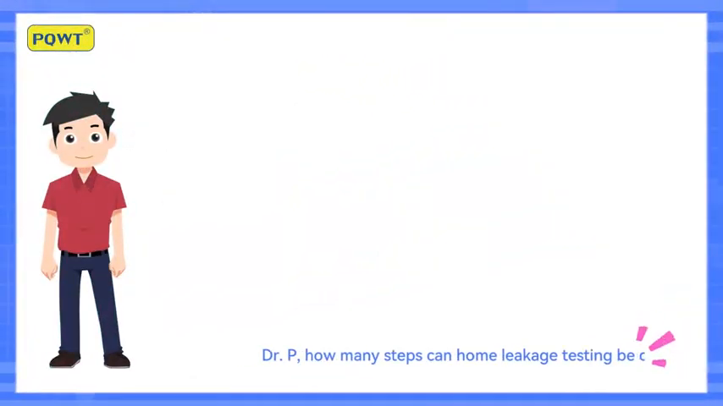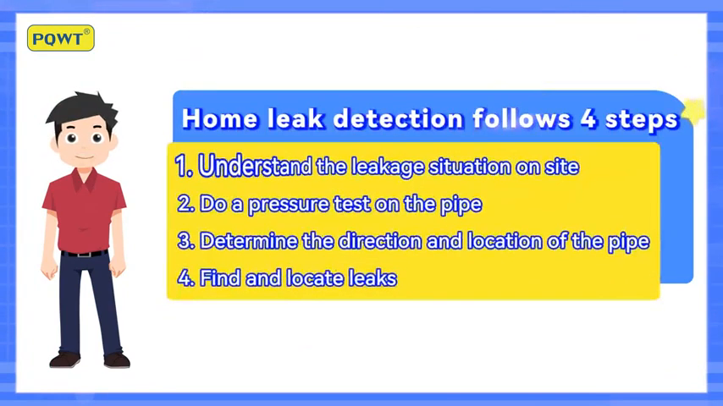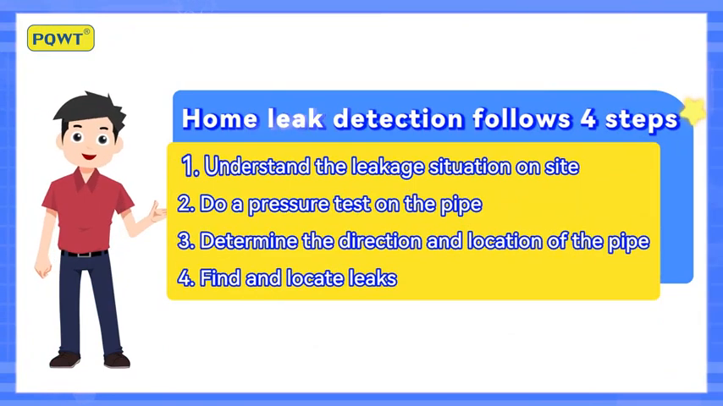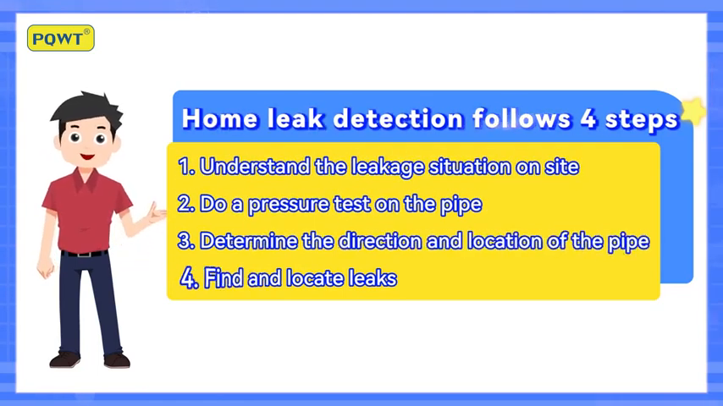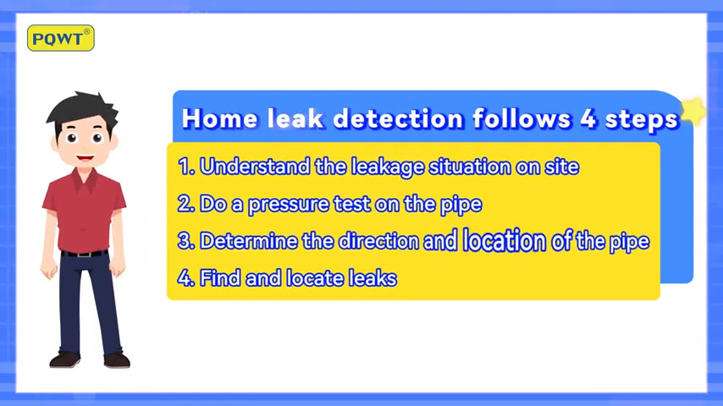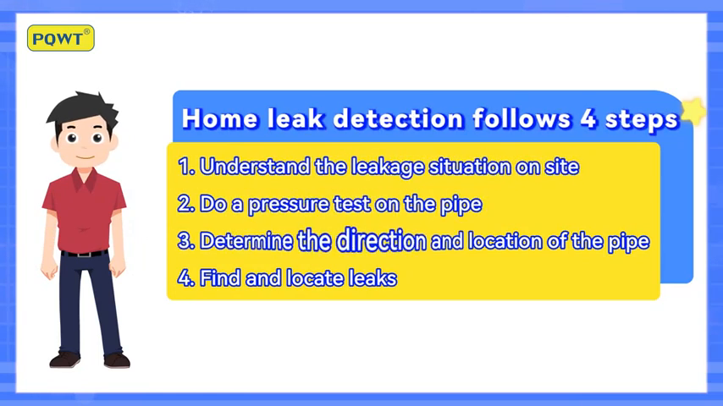Dr. P, how many steps can home leakage testing be done? Home leak detection follows these steps. 1. Understand the leakage situation on site. 2. Do a pressure test on the pipe. 3. Determine the direction and location of the pipe. 4. Find and locate leaks.